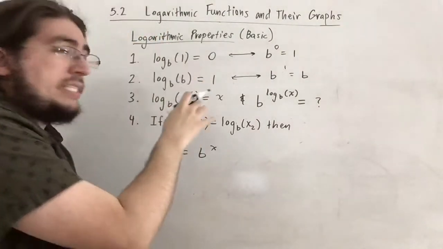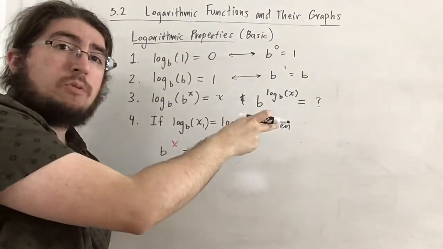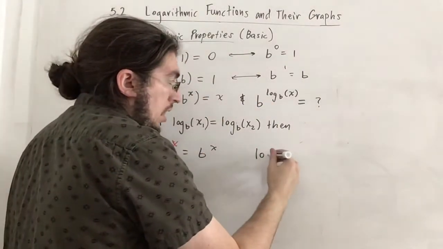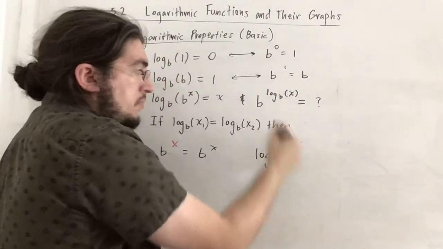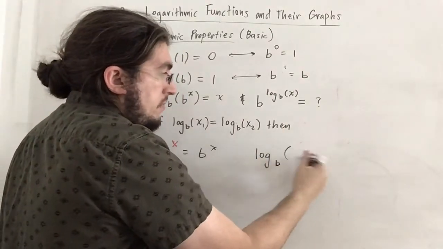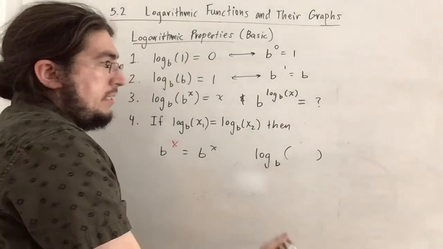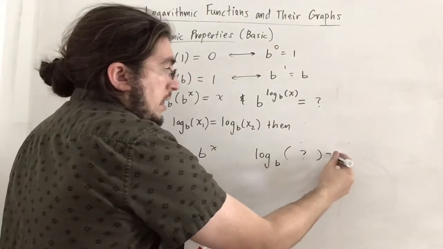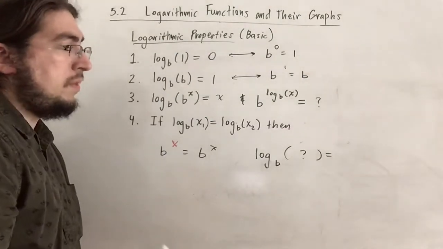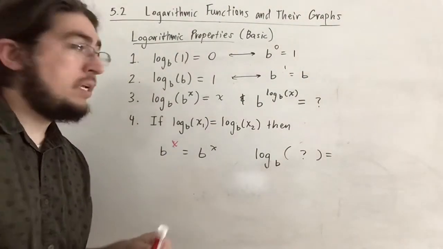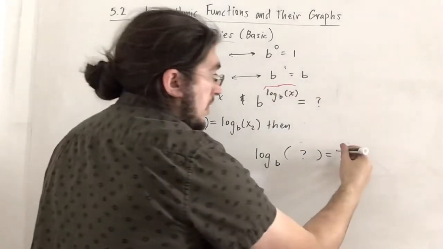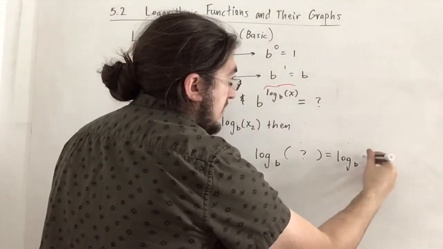Well, believe it or not, this is an exponential form, so we have to convert it into logarithmic form. So we'll say that log base b, the base is b, of the inside, well, we don't know what the inside is actually, equals the power, because logs solve for powers. So the power in this case is log base b of x.